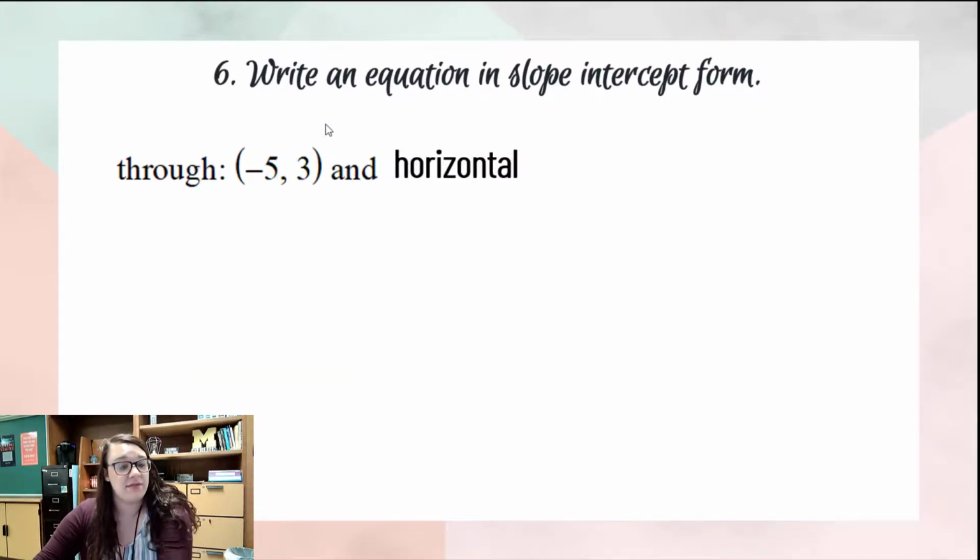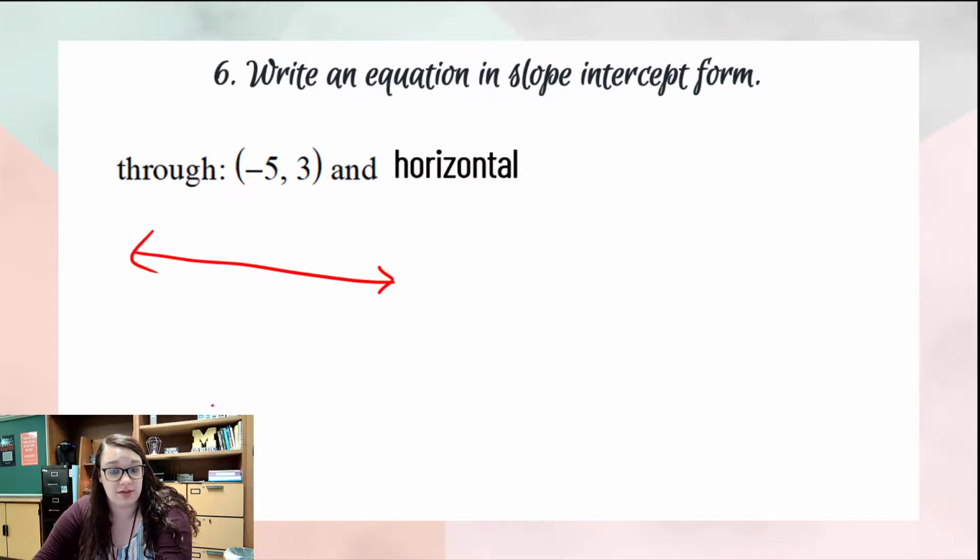On this one, I've given 2 bits of information again, that it goes through -5, 3, and it's also horizontal. Now, let's remind ourselves what it means to be horizontal. Horizontal lines go like this. Well, actually, that was a really horrible horizontal line.